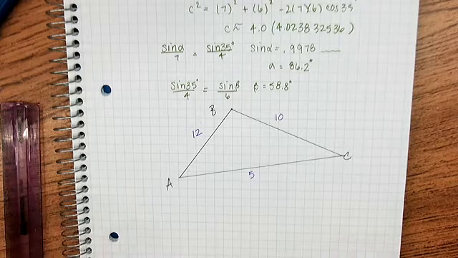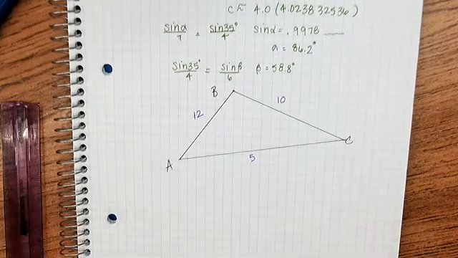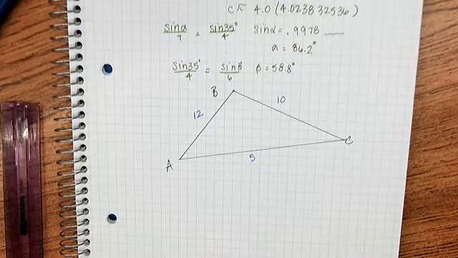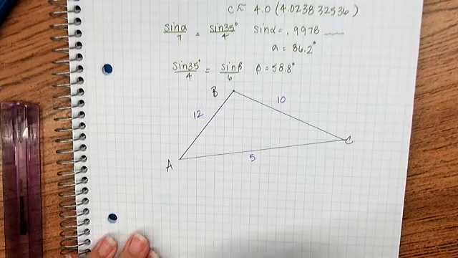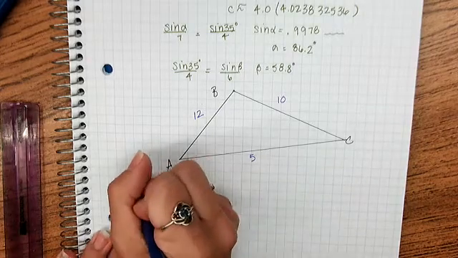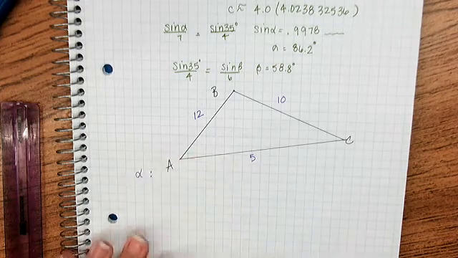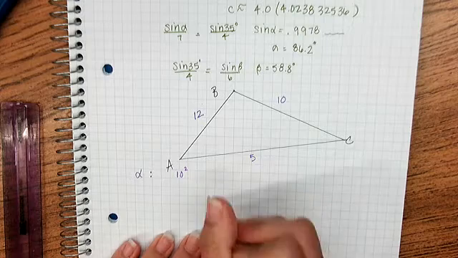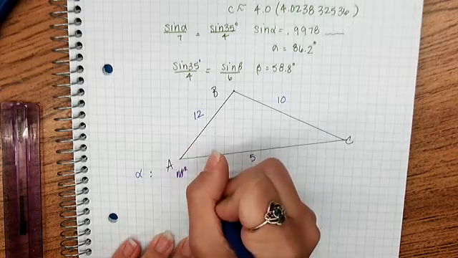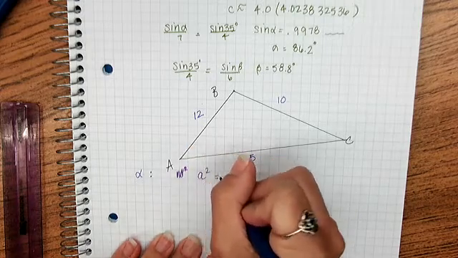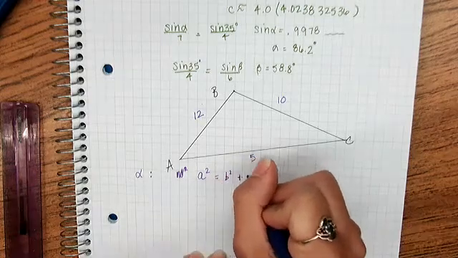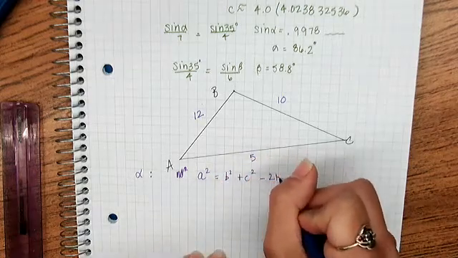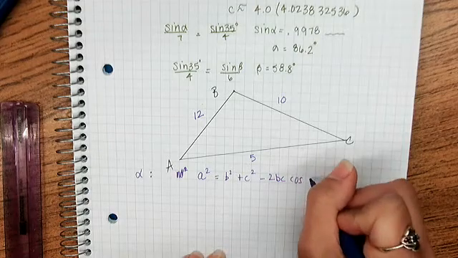Okay, I'm going to find alpha first. 2 ways you can do this. If you are confident in your algebra skills, go for it. I would just plug in. I'm going to find alpha first. And I would say that a squared, sorry, let me write it out first. A squared equals b squared plus c squared minus 2bc cosine alpha.